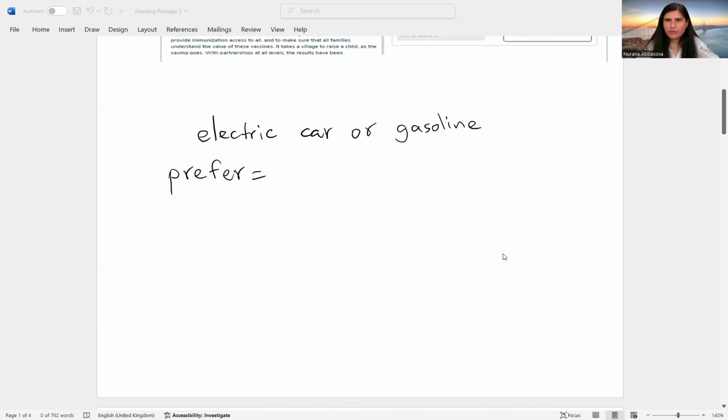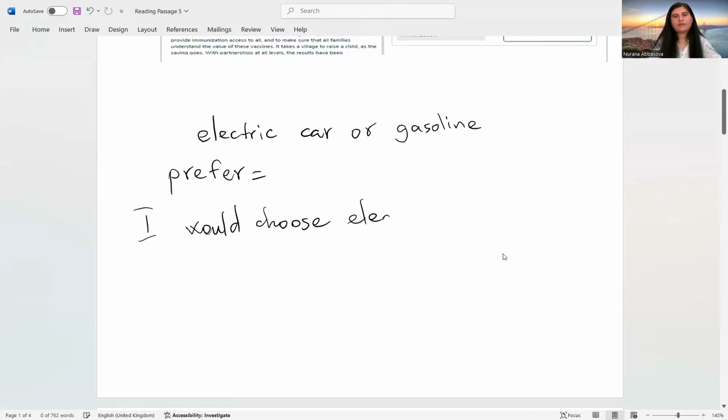And maybe you have a typo. I would much rather buy. Yes, very good. Good options. I would choose electric one. Even, I don't repeat the word car. I would choose electric one, or I opt for electric one.